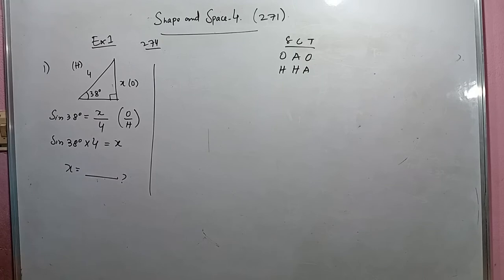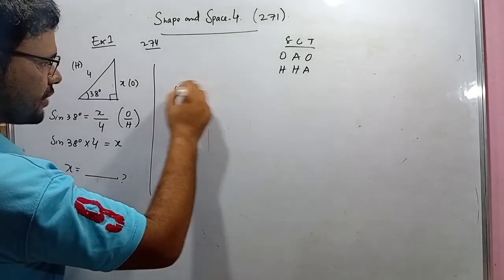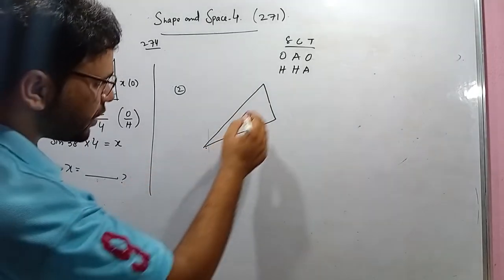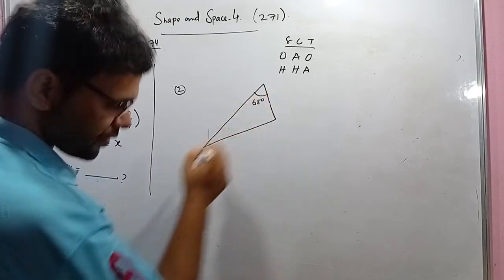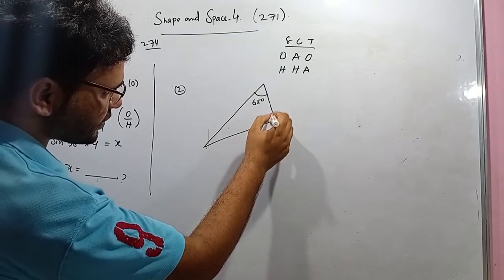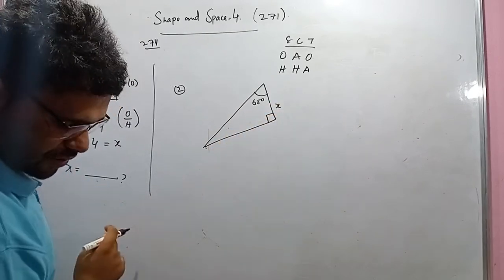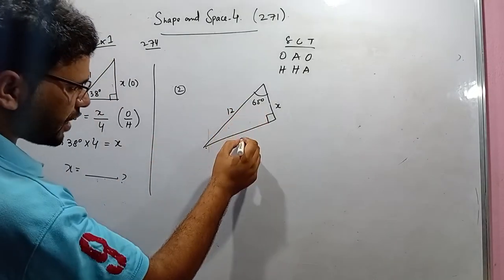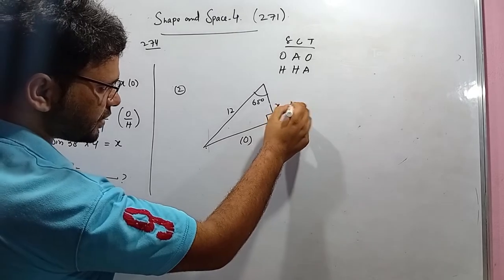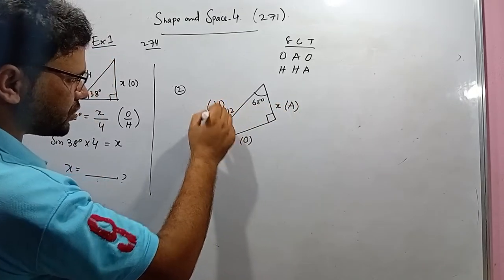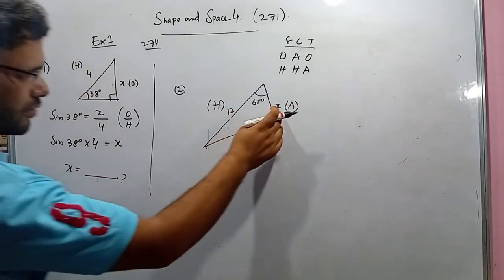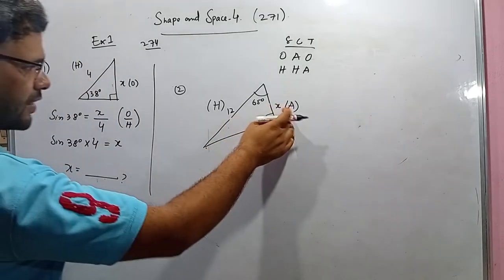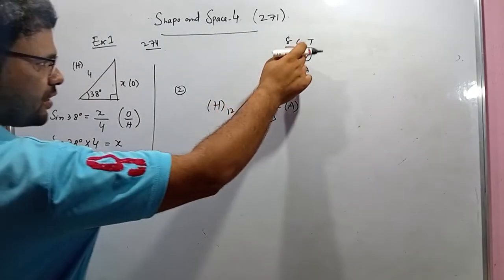The next one you can see is like this, the second one. It is here 65 degrees. And the right-angled triangle is this, the right angle is this, this is x, this is 12. Now you can see this side is opposite, this is adjacent, and this is hypotenuse. We need to find the x, so nothing to do with the opposite. So it is adjacent and hypotenuse. So you can see here it's cos.